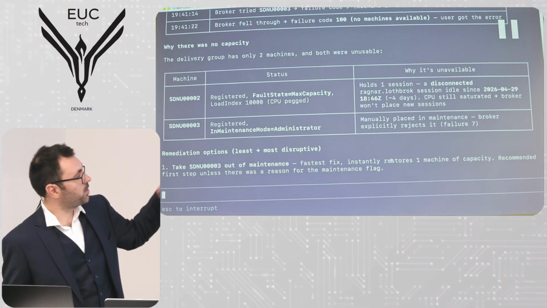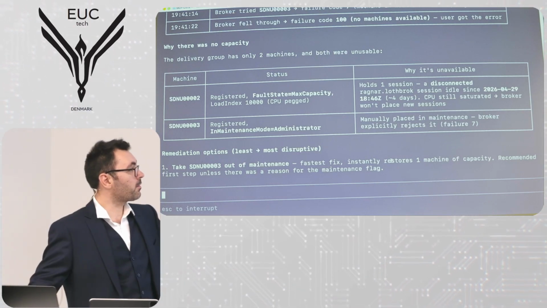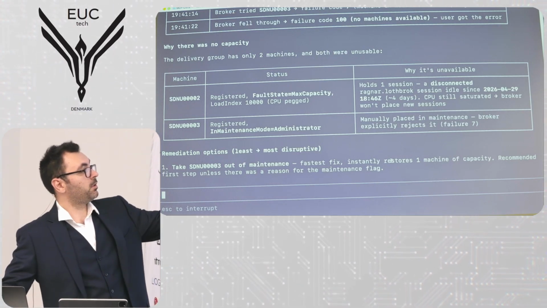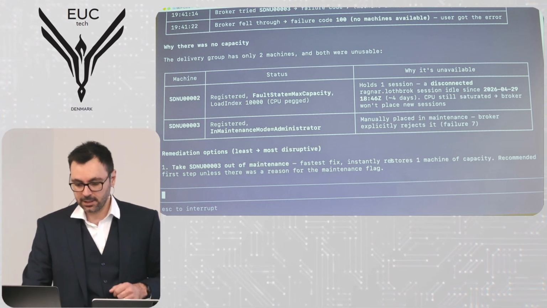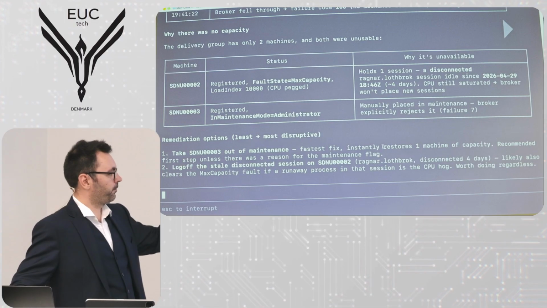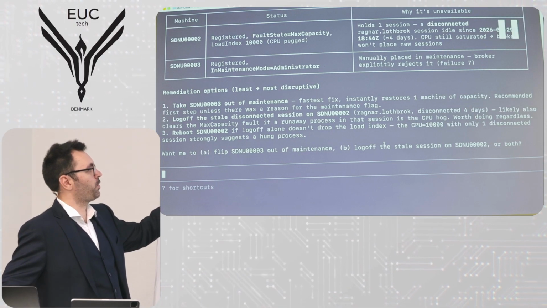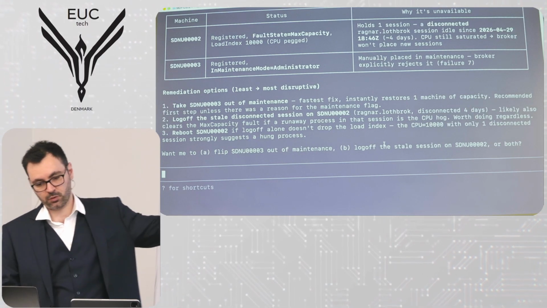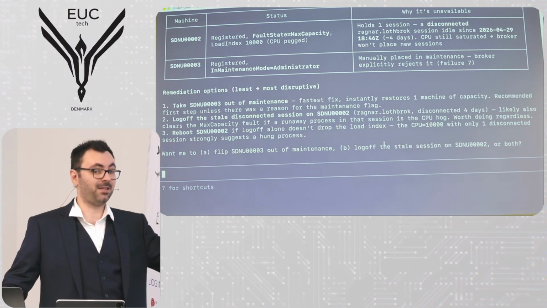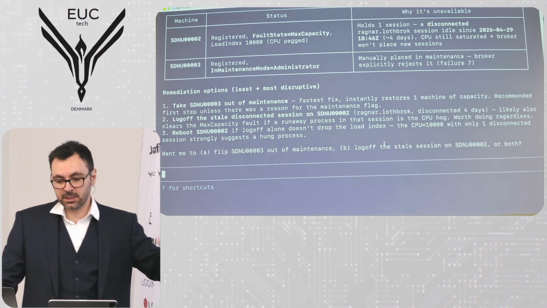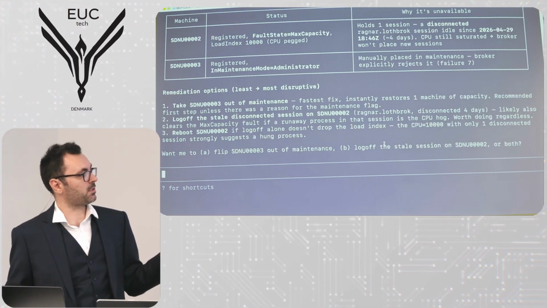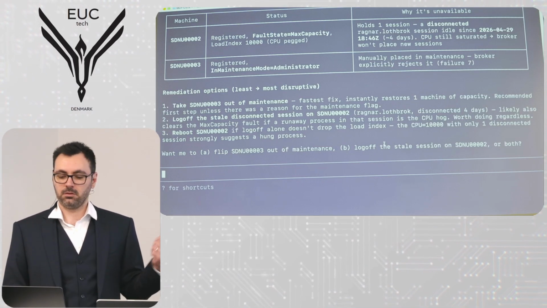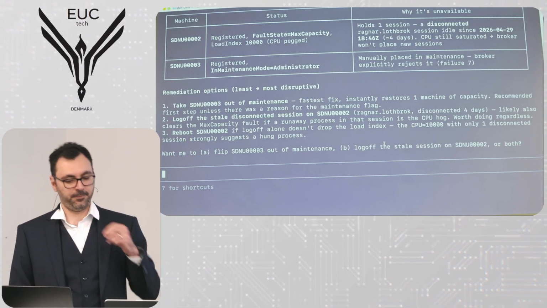Again, throwing me the machines with the load index at 10,000, why it's unavailable, in case I'm not really familiar with Citrix. And look at the bottom. Remediation options, from the least to the most disruptive. Again, I didn't tell it anything. Tells me, first, take the second server out of maintenance mode. Fastest fix. You disable that, you restore the service instantly.